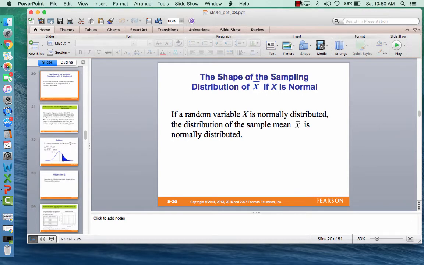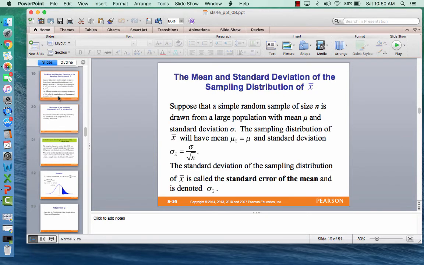So this is just hammering home the point that if the random variable x is normally distributed, the distribution of the sample mean is normally distributed no matter the sample size. And we know that it has the mean equal to the population mean and the standard deviation equal to the population standard deviation divided by the square root of n.